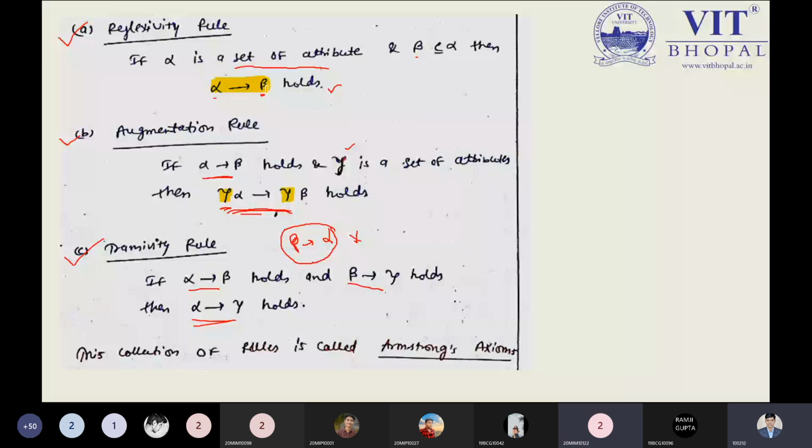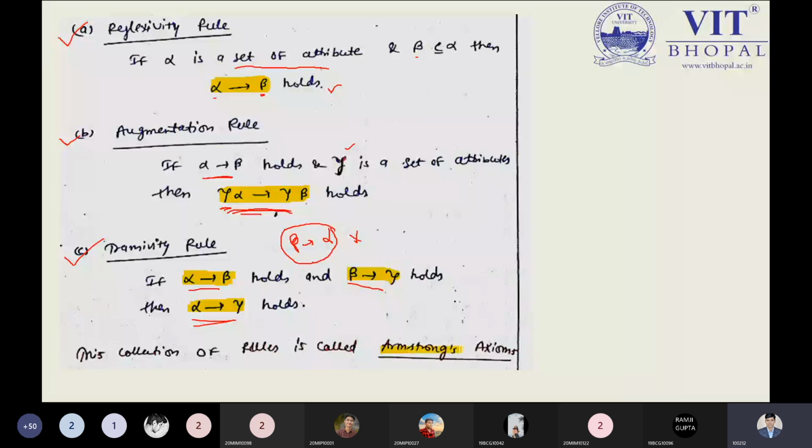Yes, sir. Okay. The transitivity rule does not need to be defined again, so I'm just summarizing it in a simple way. Alpha determines beta and beta determines gamma. So without any problem, by applying the transitive rule, we can say alpha determines gamma, which means gamma depends on alpha. All these come under the axioms, and these axioms are known as the Armstrong axioms.